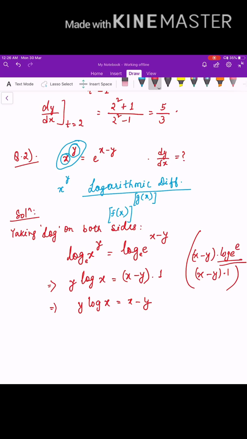Now next I am going to differentiate both sides with respect to x.